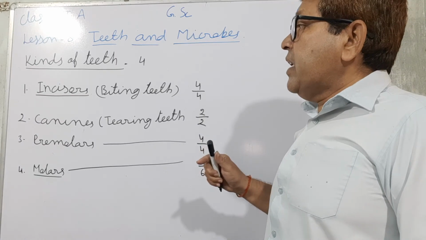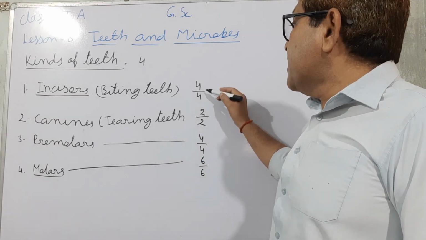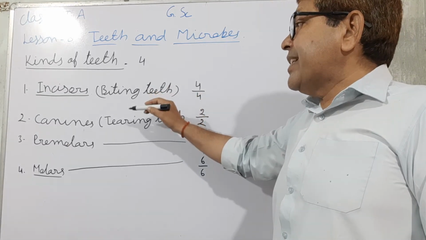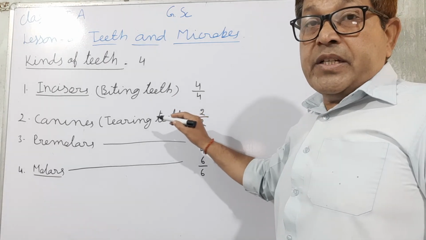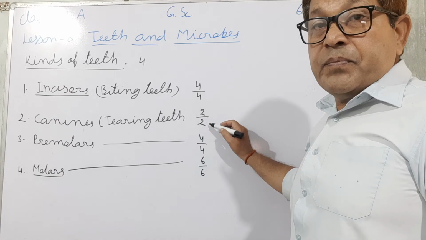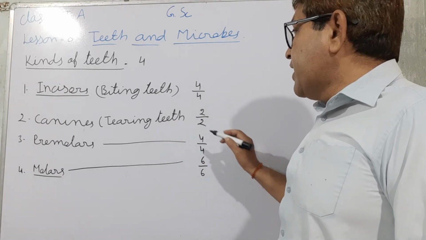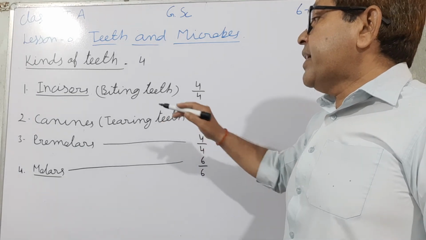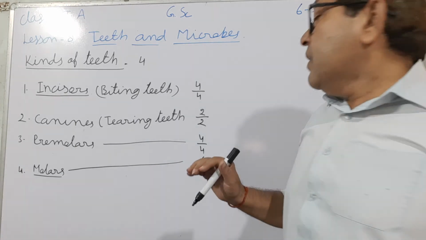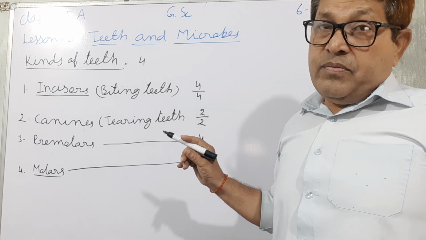In this way, these are the different types of teeth. The incisor is meant for biting. Its number is 4 in each jaw. Next after the incisor, the canines. They are meant for tearing of the food. Its number is 2 in each jaw. And next, the premolars. Premolars are found just after the canines, and their number is 4 in each jaw. They are meant for the grinding and tearing of the food.